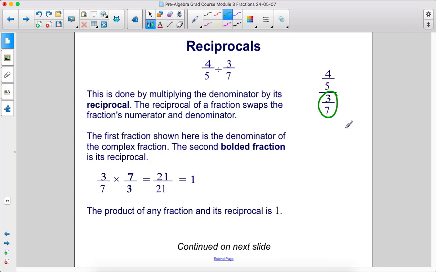The reciprocal of a fraction swaps the fraction's numerator and denominator, flips it over. The first fraction shown here is the denominator of the complex fraction. The second bolded fraction is its reciprocal, right? We just flip it upside down. Therefore, the product of any fraction and its reciprocal is 1. So 3 times 7 is 21, 7 times 3 is 21, 21 over 21 is 1.